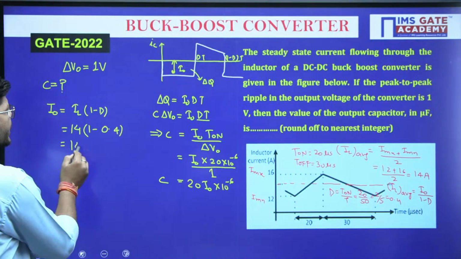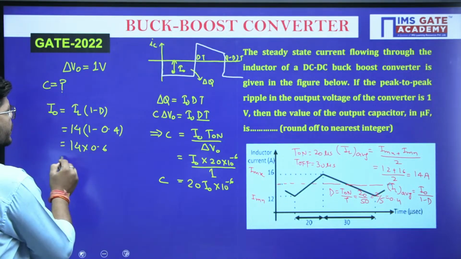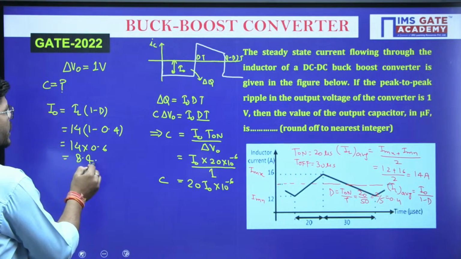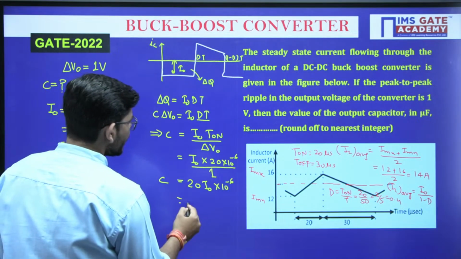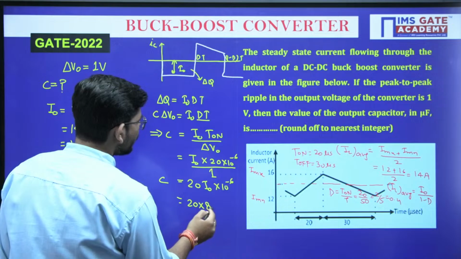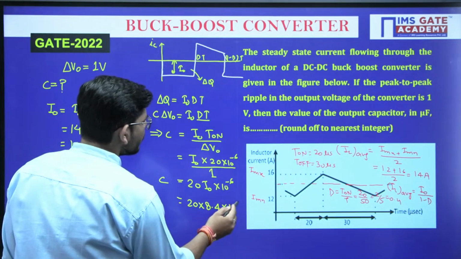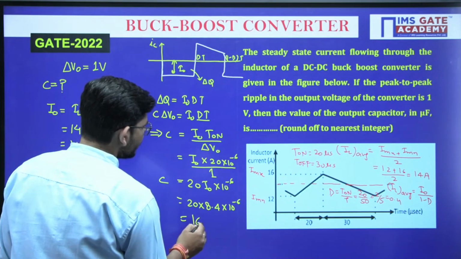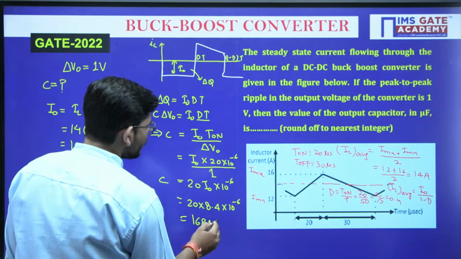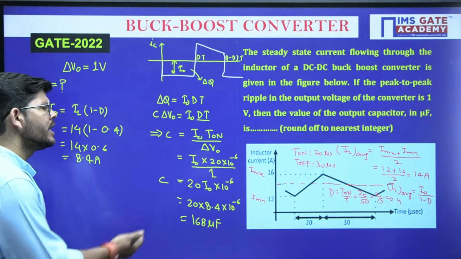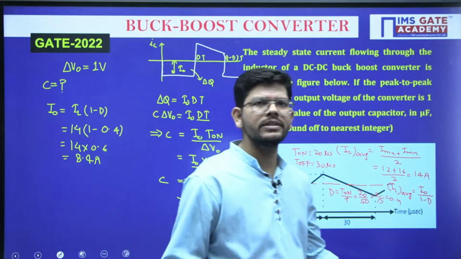So how much we will be getting? 14 into 0.6, that is 8.4 ampere. Just come here and put the value 8.4 into 10 to the power minus 6. That will give you 168 microfarad. So this is how we can simply calculate this answer.